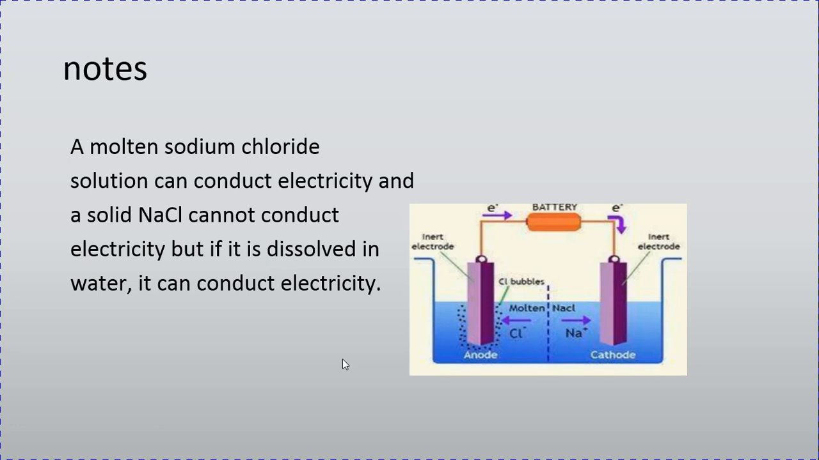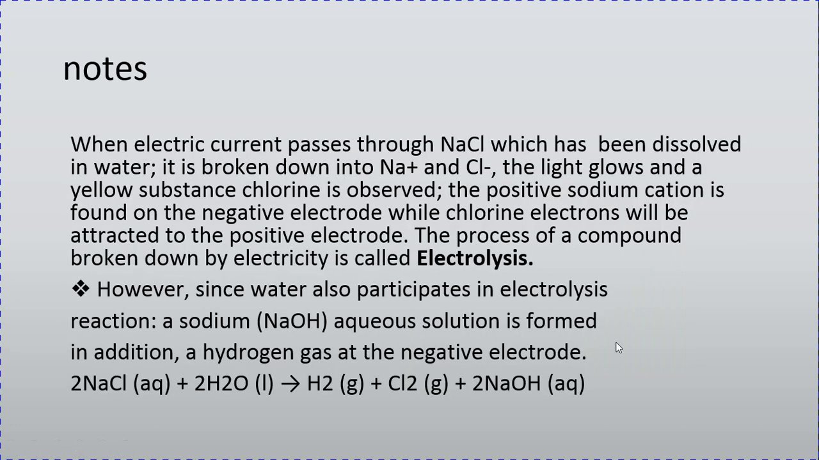But if it is dissolved in water, like here in the example, you can see the dissociation happening. The chloride anions are going to the anode and the sodium cations are going to the cathode. When sodium chloride is dissolved, it can conduct electricity.